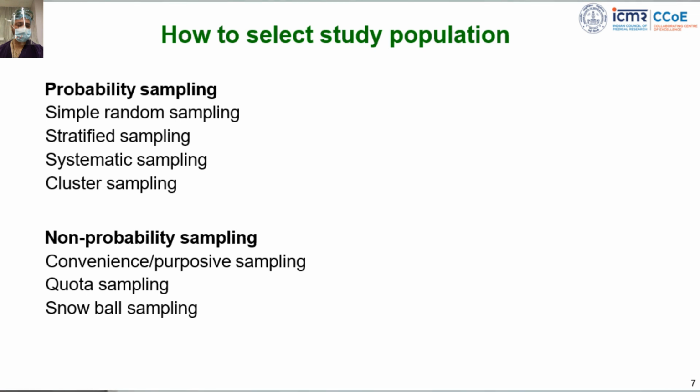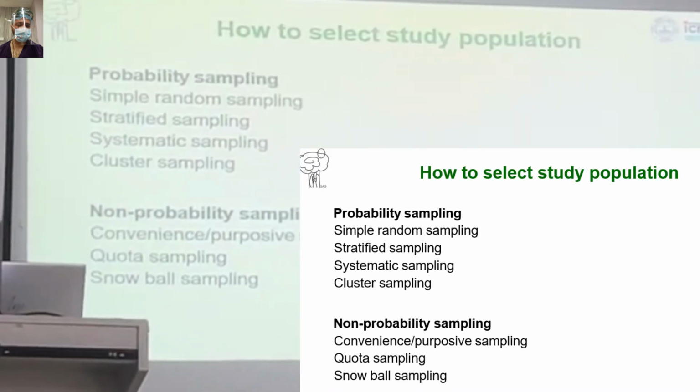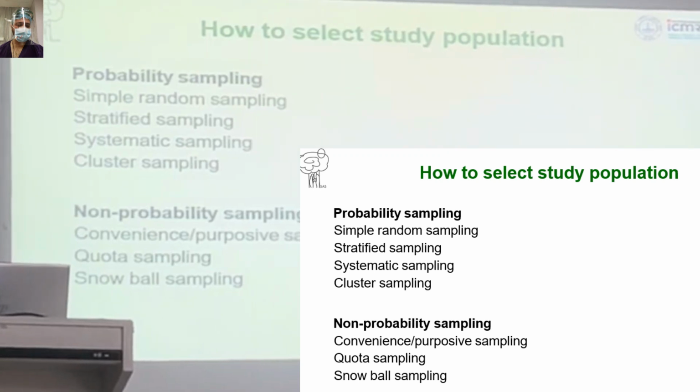What about systematic sampling? And I am saying why it is important. For hospital-based, OPD-based studies, systematic sampling is very important. Periodic. Taking a periodic sample.